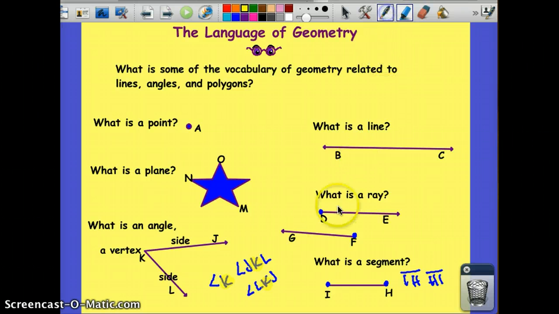Our last vocab word that I'd like to talk about is a plane. And a plane goes forever and ever as a flat surface in all directions. We call a plane by 3 points. 3 points make up a plane, so I have them labeled here. This could be plane NOM. You could say ONM or any combination. The order of the 3 points does not matter. So those are the main vocab words we had for this chapter.